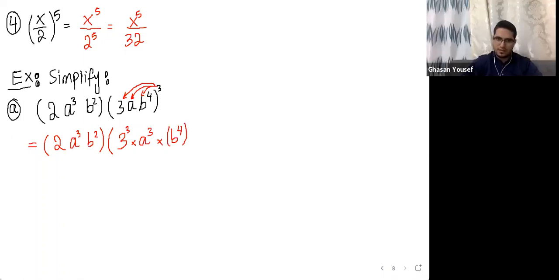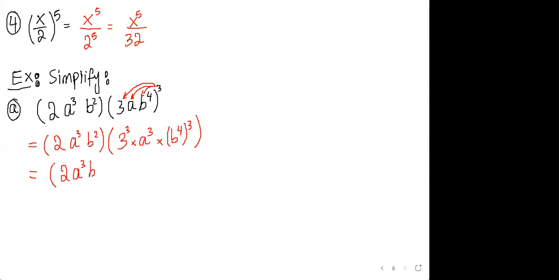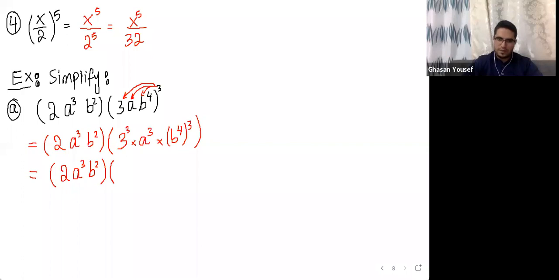So this is exactly like this. And by using the properties, 4 times 3 gives me 12. Okay, let me simplify again. So I get 2 a to the power 3, b to the power 2, and 3 to the power 3, which gives me 3 times 3 times 3. 3 times 3 is 9, 9 times 3 is 27, yes. And here, keep it like a to the power 3 and b to the power 12.